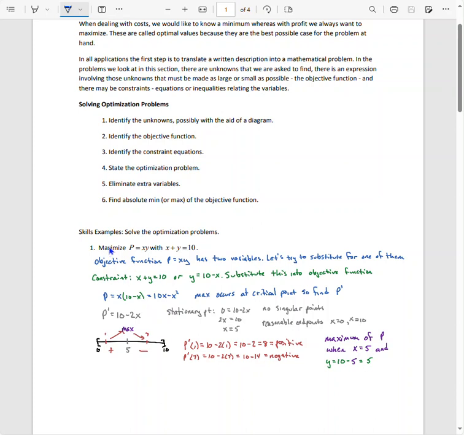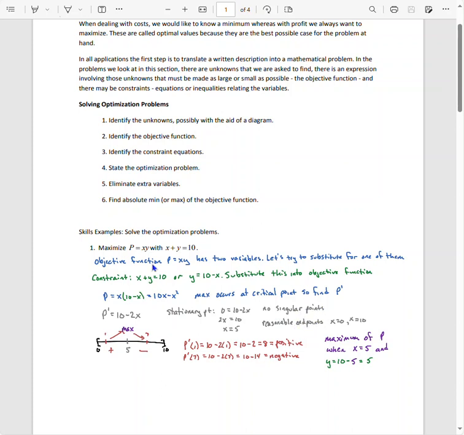And we know that to maximize this function, it's a parabola opening downward, it will occur at a critical point. So we're going to find the derivative. The derivative of 10x minus x squared is 10 minus 2x. To find stationary points, I set the derivative equal to 0. Add 2x to both sides. Divide by 2, and I'll find x equals 5. The derivative is a polynomial, so there are no singular points.